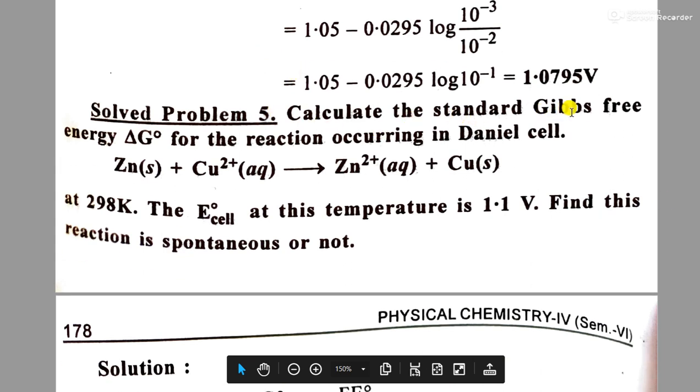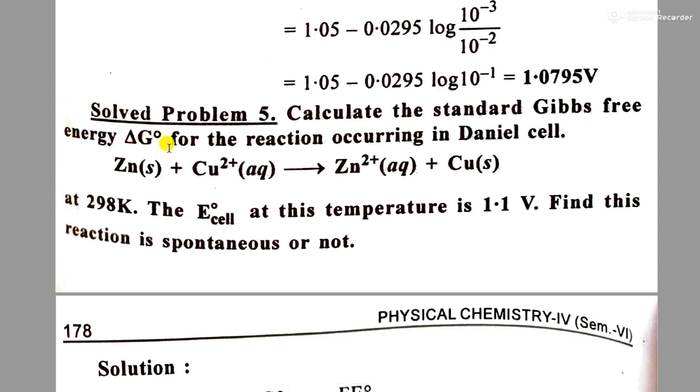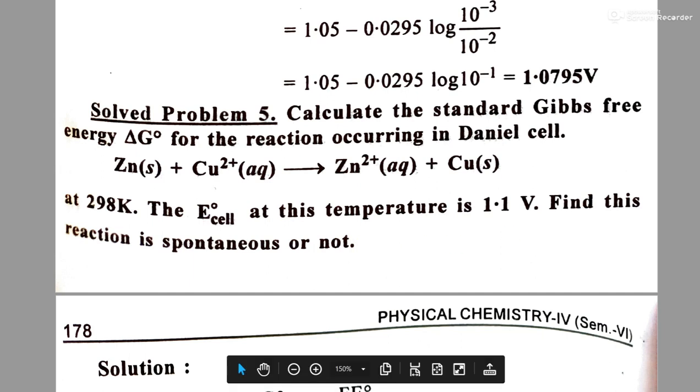Let us see the problem number 5. Calculate the standard Gibbs free energy delta G0 for the reaction occurring in Daniell cell. So the Daniell cell reaction is given as zinc plus copper 2+ giving zinc 2+ plus copper. So this reaction is at 298 Kelvin and the E0 of the cell at this temperature is 1.1 volt. Find whether this reaction is spontaneous or not, that you have seen earlier.